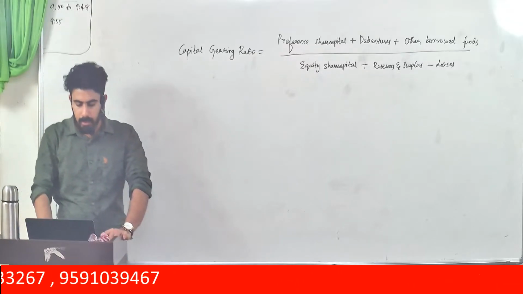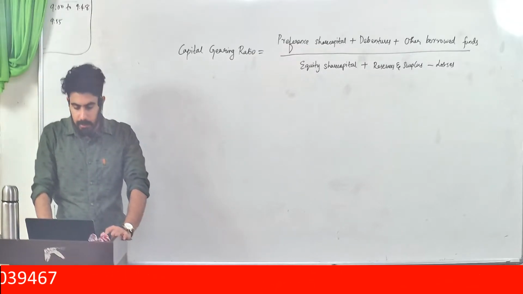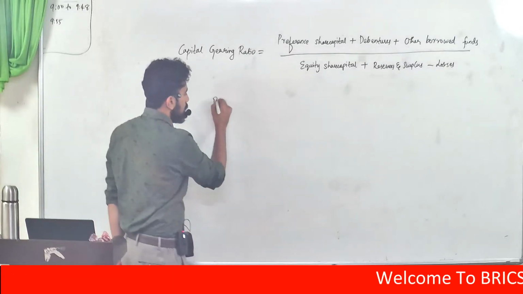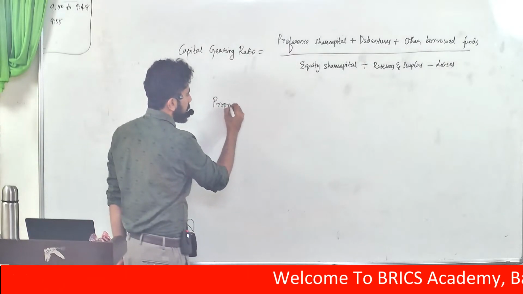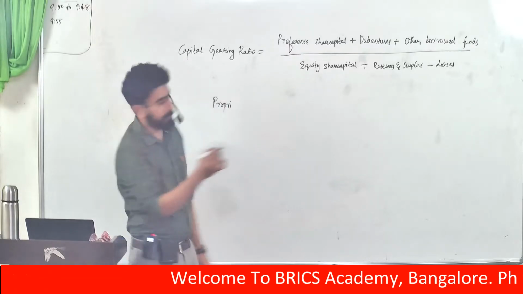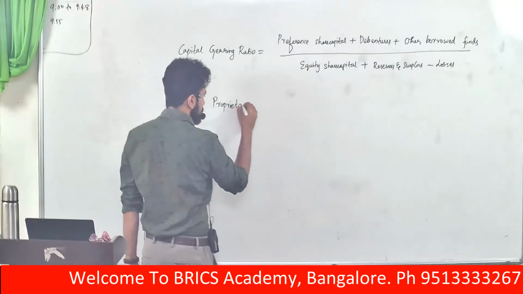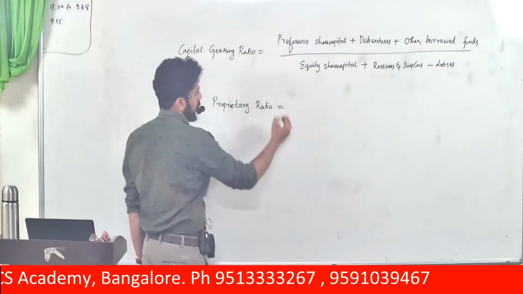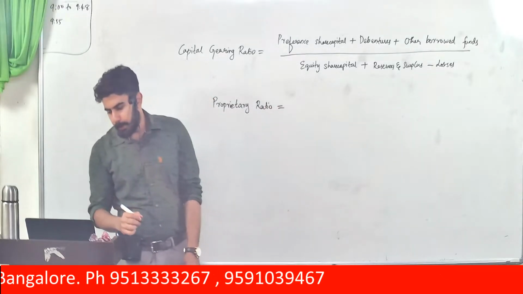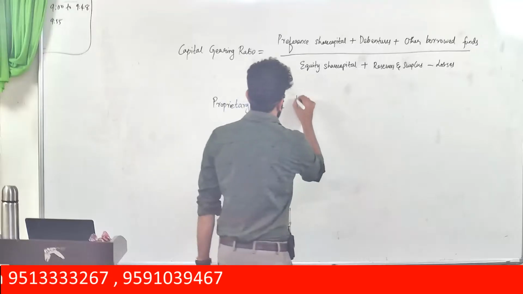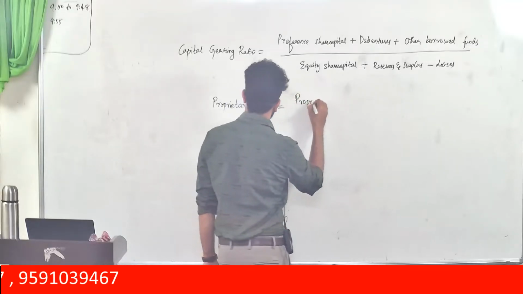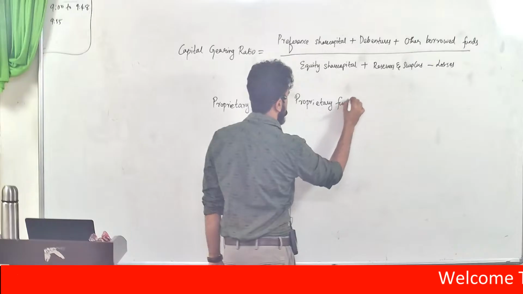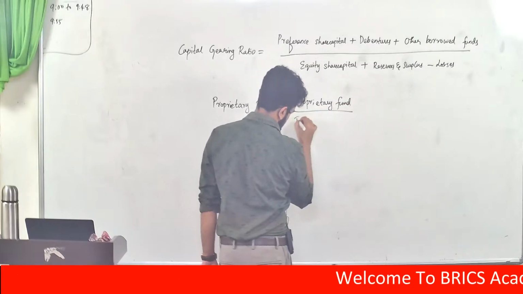Last one in this section, proprietary ratio. Proprietary ratio is equal to proprietary fund divided by total assets.